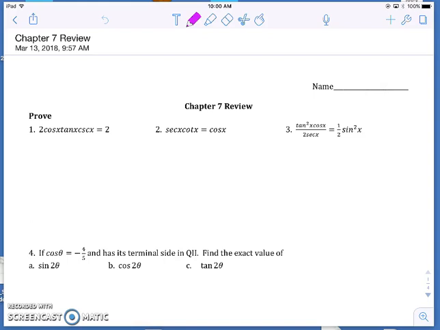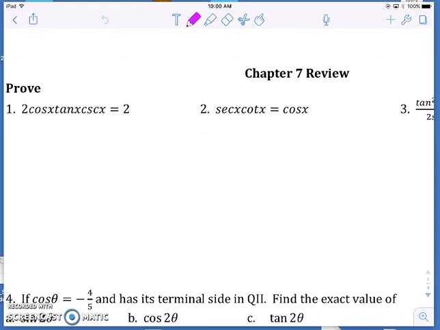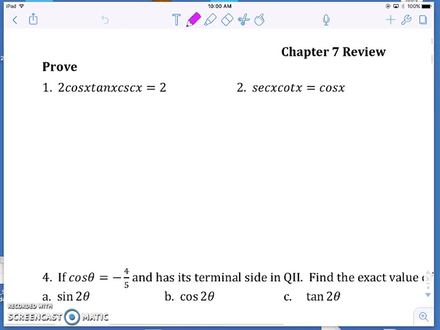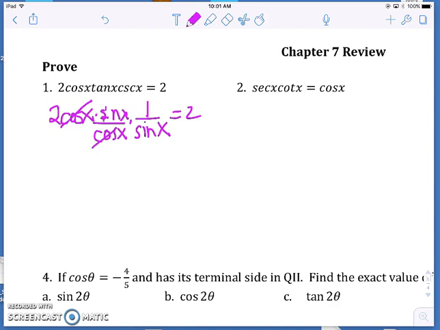Okay, so today we're going to start taking a look at the Chapter 7 review. The first ones we're going to look at are some of these verifying problems. Verifying is where we rewrite everything in terms of sine and cosine. So 2 cosine of x times tangent is sine over cosine, and cosecant is 1 over the sine of x. So that equals 2. The cosines reduce out, the sines reduce out. 2 times 1 is 2, so 2 equals 2.